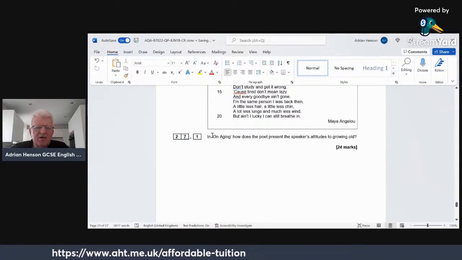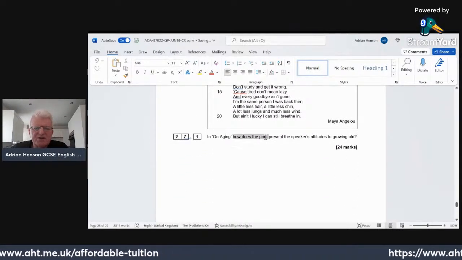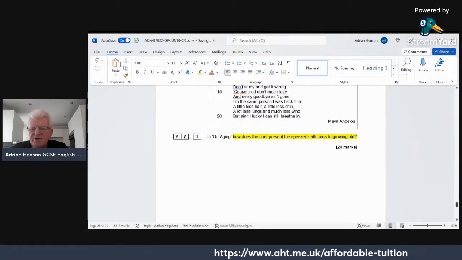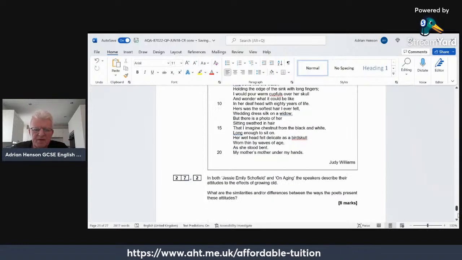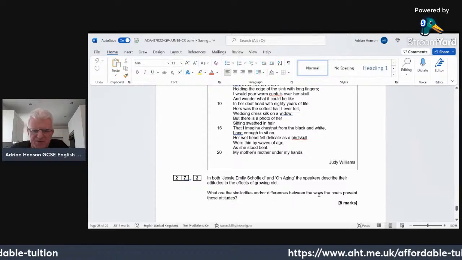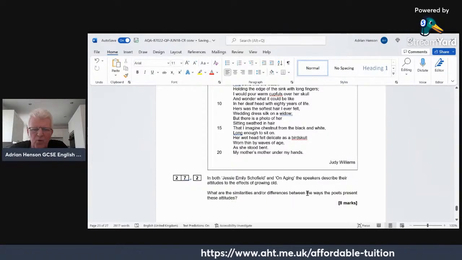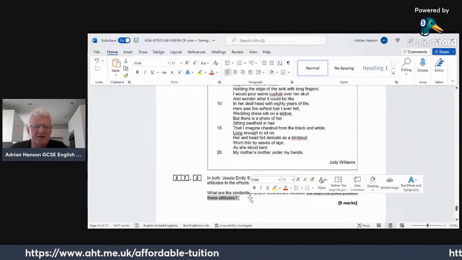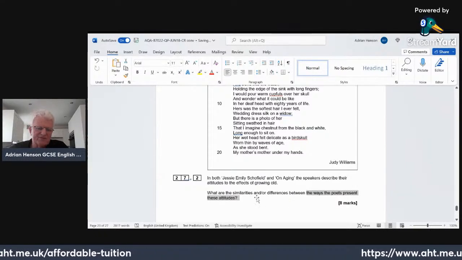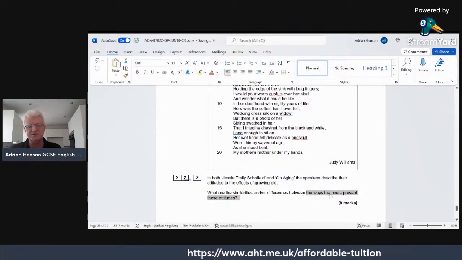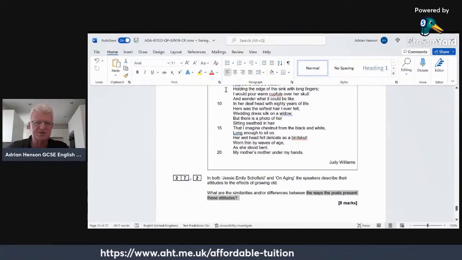And again, on aging: how does the poet present the speaker's attitude to growing old? So every single question has a how. The only time we don't get a how is in what are the similarities and differences between the ways poets present. But the ways poets present these attitudes is again linked to how, because if we didn't have similarities and differences, we'd still be comparing the ways that poets present these attitudes.